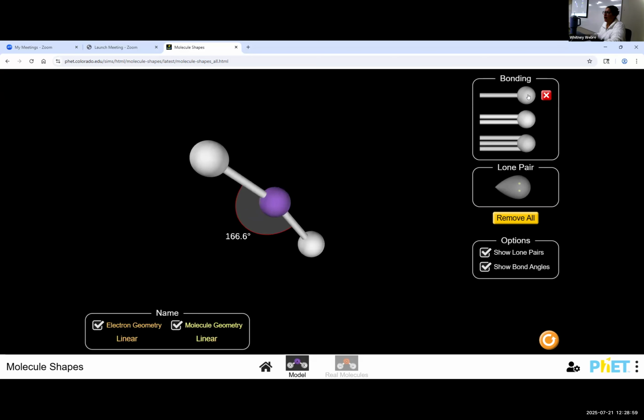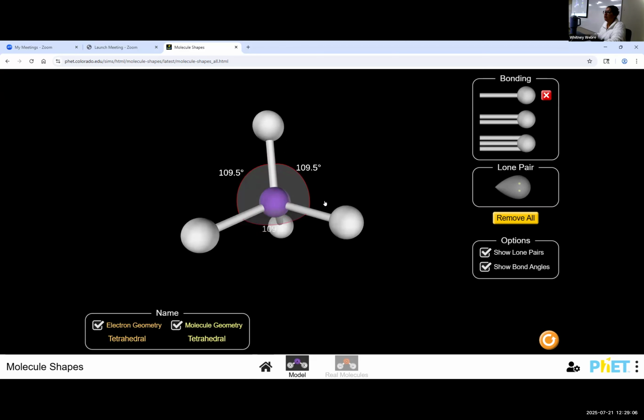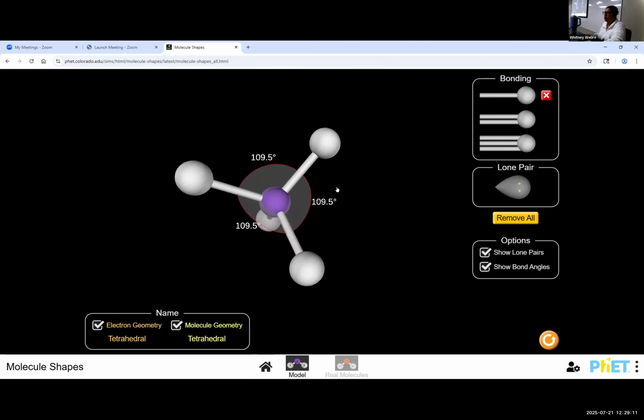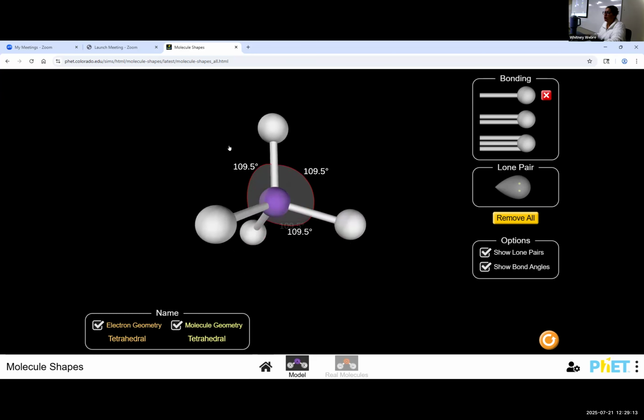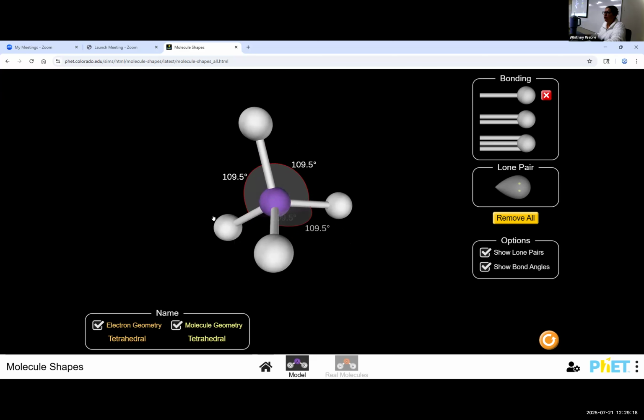Let me take this off and I'll add 4 things to this. The second I started adding 4, you can see how it's no longer going to be 2D because it has to maximize the 3D around the structure. The best way we could do that is you have one coming at you like this, one going away from you, and the rest are going to be in 2D, but they're all 109.5 degrees. If you have 4 things attached, the terminology is tetrahedral. So 4, tetrahedral.